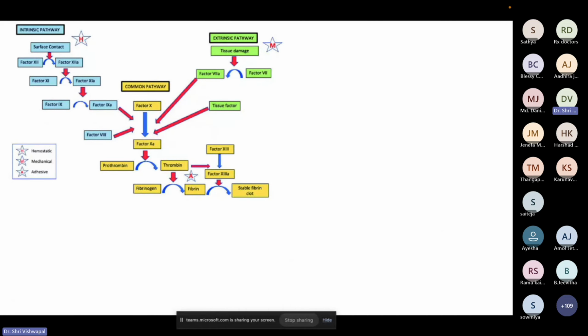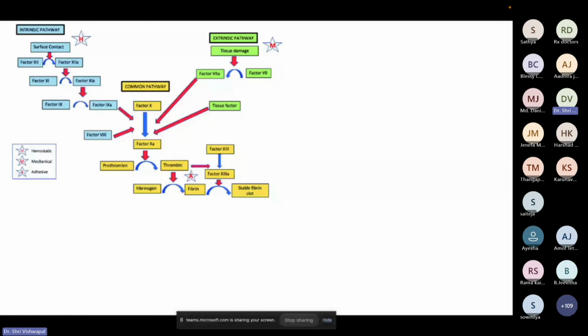Hope all PharmD students will know this pathway. This is a very simple pathway, where the intrinsic pathway takes place inside your body and the extrinsic pathway takes place outside your body. So factor 12 gets activated to 12A, and factor 9 gets activated to 9A. On this side we have factor 7, which gets converted to 7A, and these two pathways come directly to factor 10, which is the common pathway. Factor 10 gets activated to factor 10A, and this factor 10A activates prothrombin to thrombin, and thrombin helps in fibrin formation. So fibrin helps in clot formation.